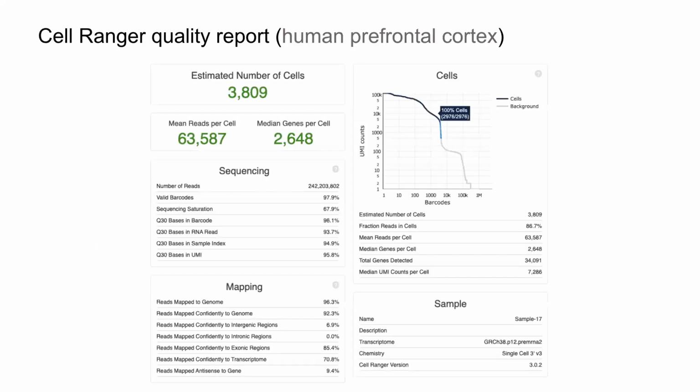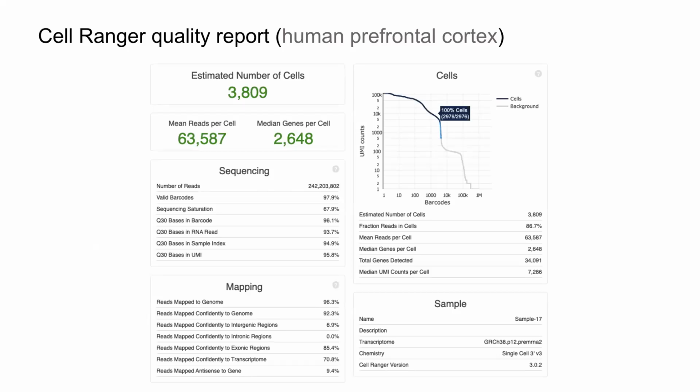Anyways, the first data analysis step is always the pre-processing, so mapping your reads to the reference transcriptome or the reference genome. This can be done, as we discussed, with Cell Ranger or Kallisto. A lot of the time they'll give you a quality control report, which is an HTML web page that gives you a bunch of stats about your sample. So I'm going to go through a few of those, for one good sample and one bad sample.